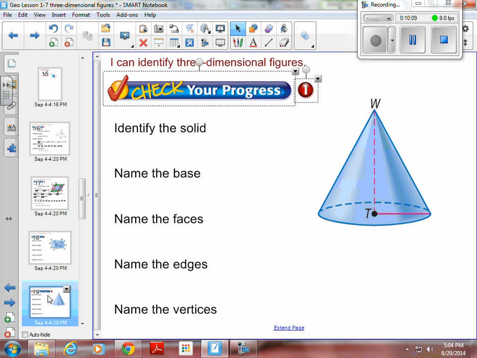It's time for your turn, so why don't you do this one and then come back and check your work when you're ready. Push pause.